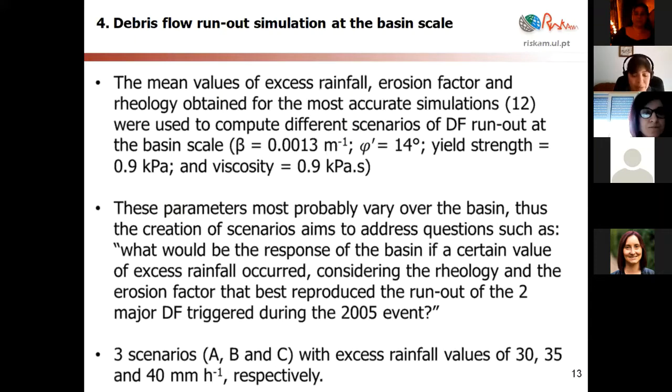We are aware that these parameters most probably vary over the basin. Thus, the creation of scenarios aims to address questions such as what would be the response of the basin if a certain value of excess rainfall occurred, considering the rheology and the erosion factor that best reproduced the runout of the two major debris flows triggered during the 2005 event. So to answer these kinds of questions, we developed 3 scenarios, A, B, and C, with excess rainfall values of 30, 35, and 40 millimeters per hour, respectively.